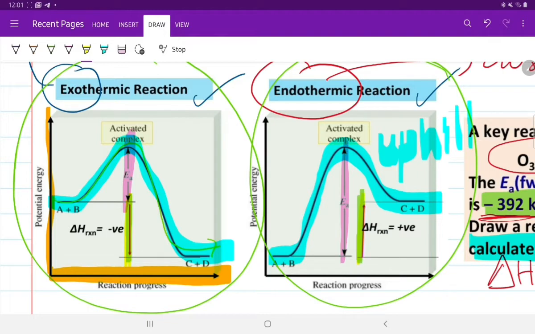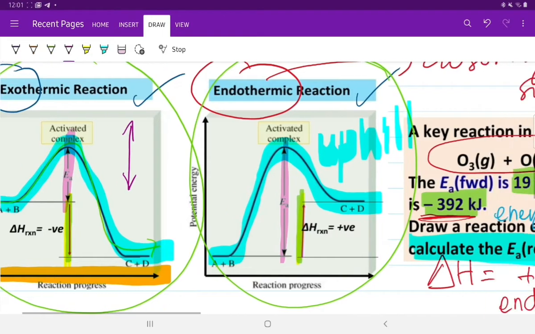For a complete energy profile diagram, you must always label the axes: potential energy and reaction progress. Then, where is the activation energy? The activation energy is represented by this double-headed arrow. For your enthalpy of reaction, either moving downwards or upwards, it's just a one-sided arrow. Label the value as well if you are given the information. So there are two types of energy profile diagram: going down the hill for exothermic, and going up the hill for endothermic.